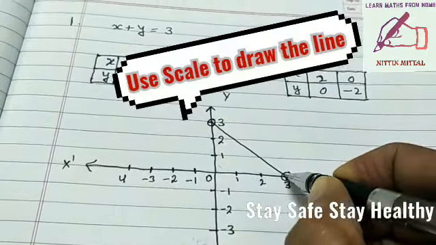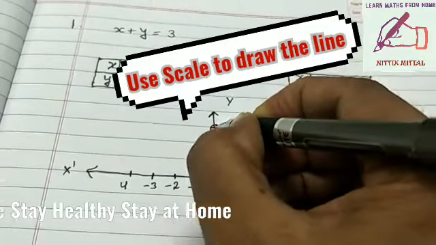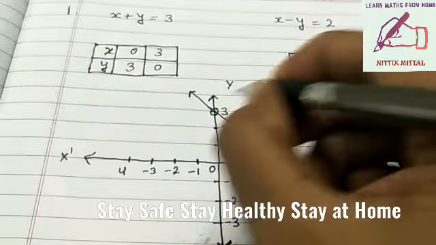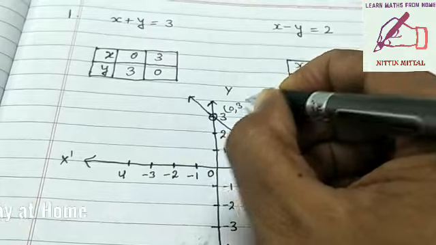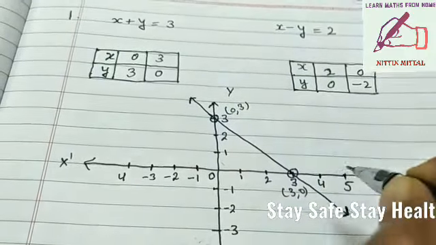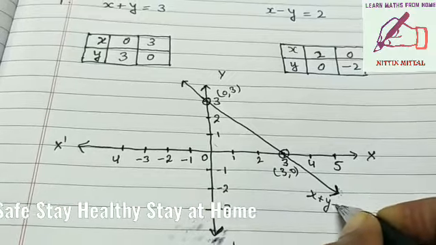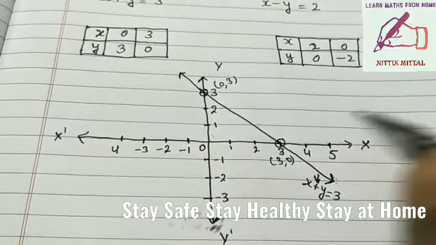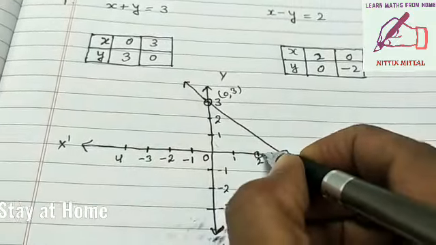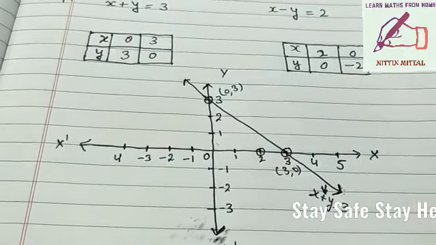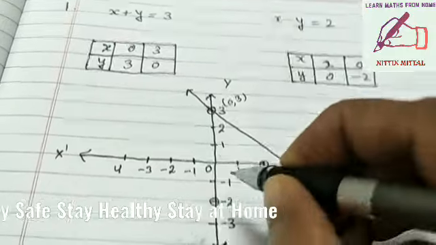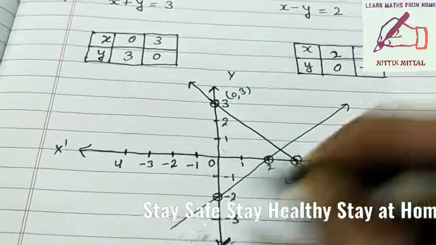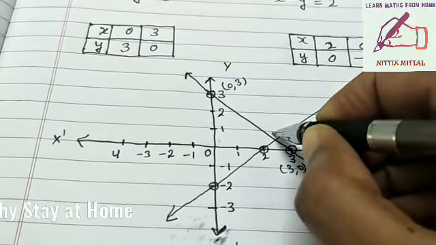So here we are going to draw the line. Make sure it should be a line, not a line segment. Arrowheads should be there. Points you can mention 0, 3, 3, 0, and here we will write the equation x plus y equal to 3. This line belongs to this equation. Now we will draw the other one, x 2 y 0. This is the point. Then x 0 y minus 2, this will be the point, and we will draw a line passing through these points.